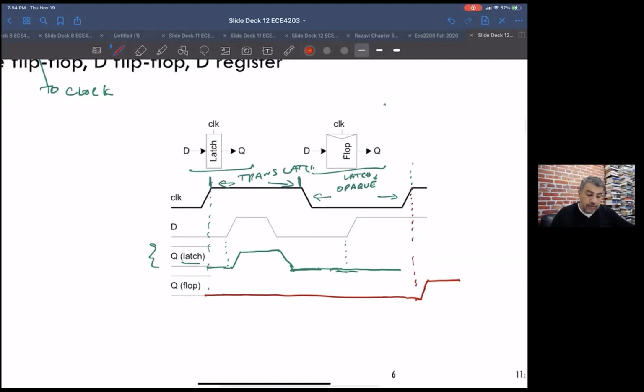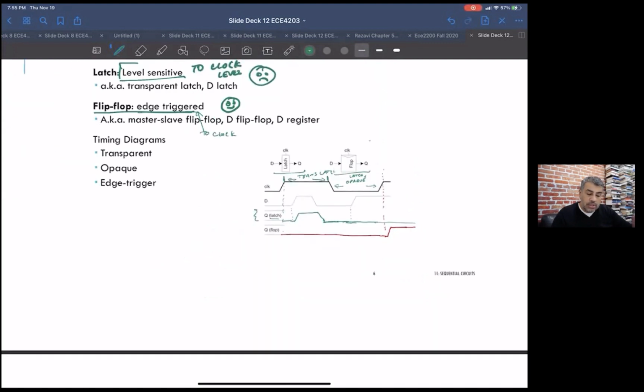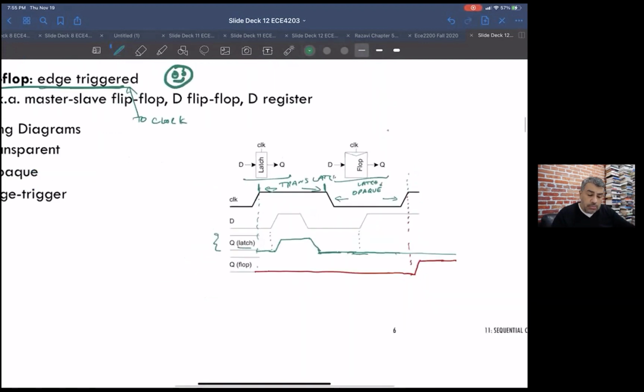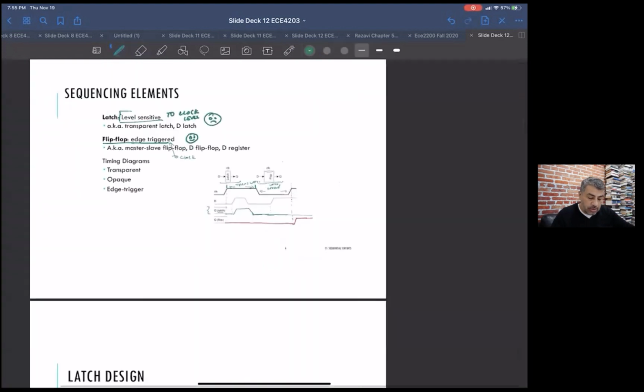If you give both latch and flip-flop the same clock and the same D input, you'll get significantly different results, at least in this case. One is level sensitive and the other one is edge sensitive. The latch could be high or low level sensitive, depending on what polarity of clock you use, and a flip-flop could be either rising edge or falling edge sensitive, again depending on your specifics.